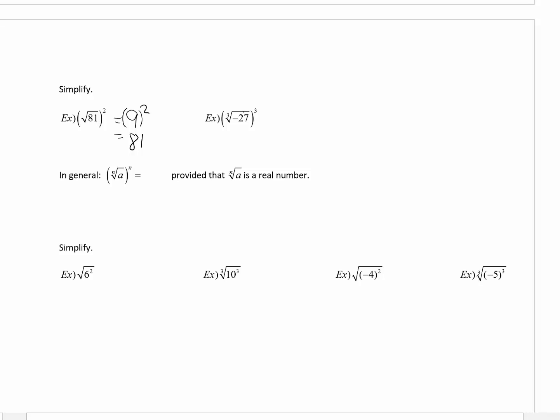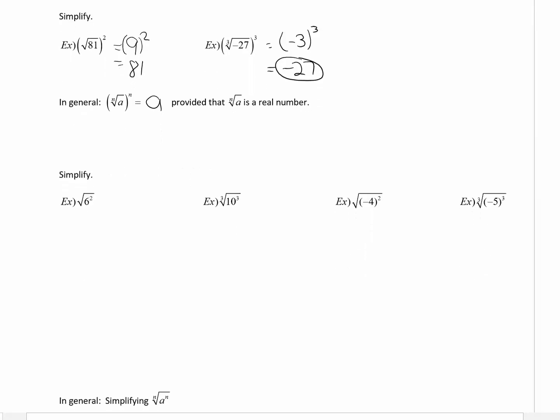Let's take a look at this example. So again, I'm going to go inside the parentheses first. Well, the cube root of negative 27, that's negative 3. And when I take negative 3 and cube it, that is negative 27, because negative 3 times negative 3 is 9, times negative 3 is negative 27. And again, notice my final answer is what is under the radicand. So in general, the nth root of a taken to the nth power is equal to a, provided that the nth root of a is a real number.